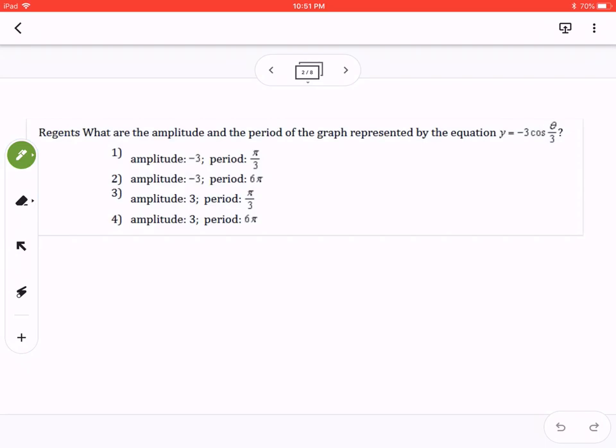Here's another review question. What are the amplitude and period of the function? Y equals negative 3 cosine of, I'm sorry, theta over 3.